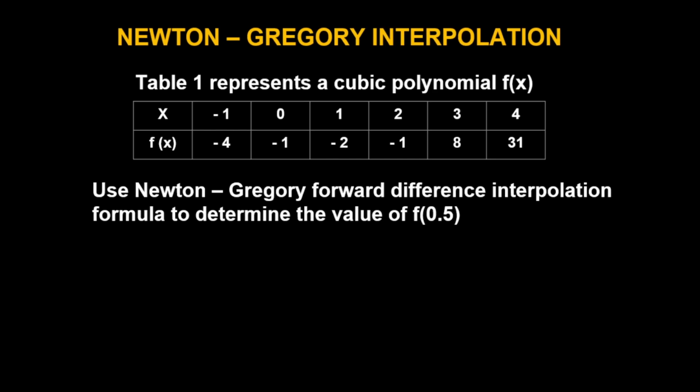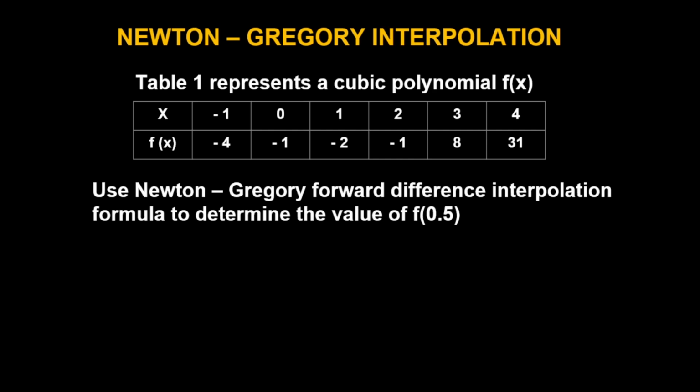In this video, we'll be dealing with Newton-Gregory interpolation. This question reads, Table 1 represents a cubic polynomial f of x. Use Newton-Gregory forward difference interpolation formula to determine the value of f of 0.5.